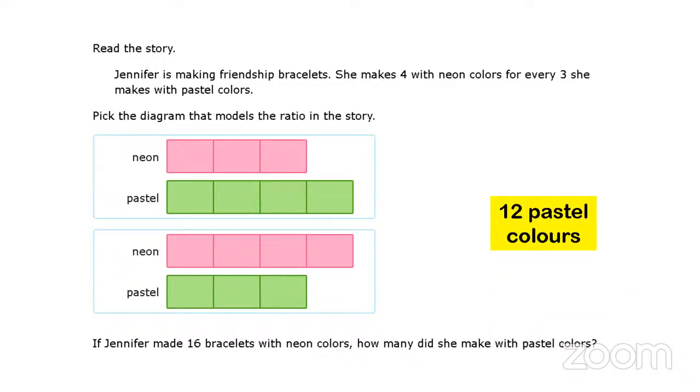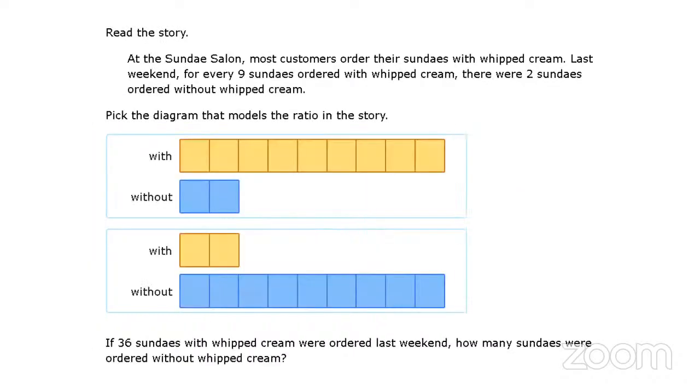All right, so here we go. Let's go to the next question. It says, at the Sunday salon, most customers order their sundaes with whipped cream. Last weekend, for every 9 sundaes ordered with whipped cream, there are 2 sundaes ordered without whipped cream. So we're going to pick the diagram first that models the ratio of the story. Which of these diagrams model the ratio of the story?